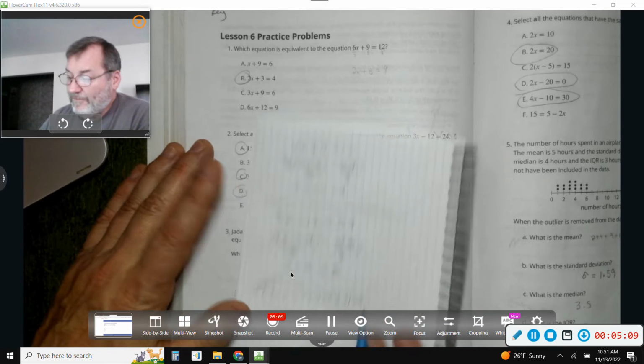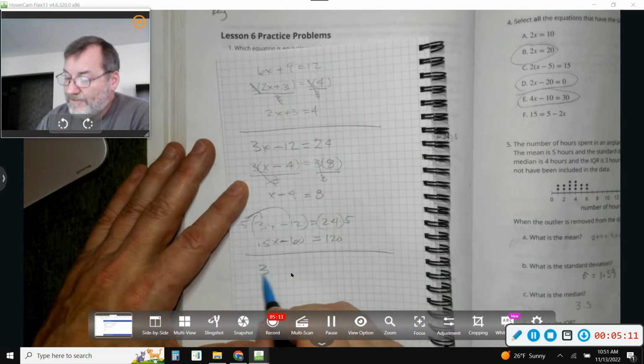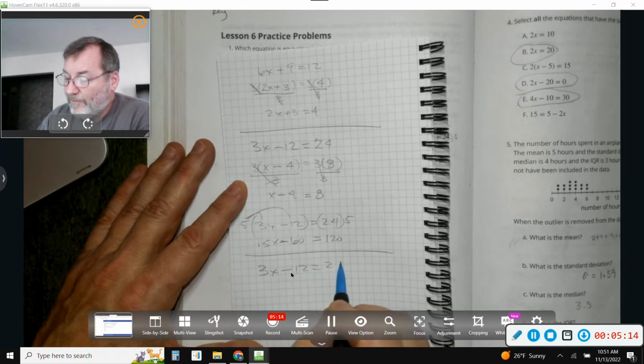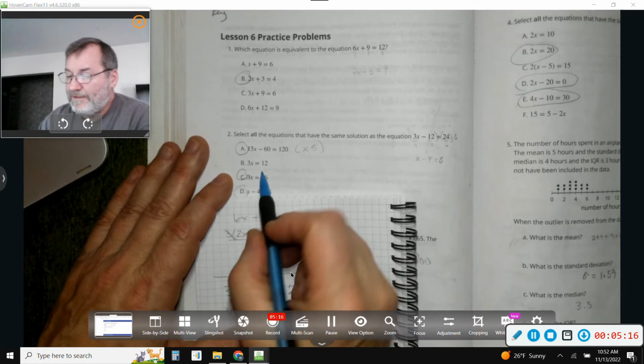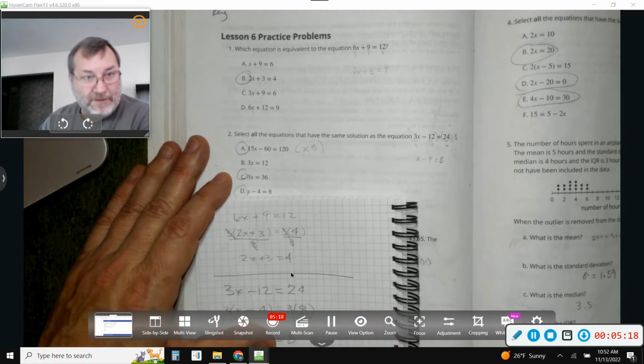Let's look at that one real quick. Why is that one screwed up? You start with 3x minus 12 equals 24. All right, so what they did here is they just have all the x's on one side and the numbers on the other. That's all they did.